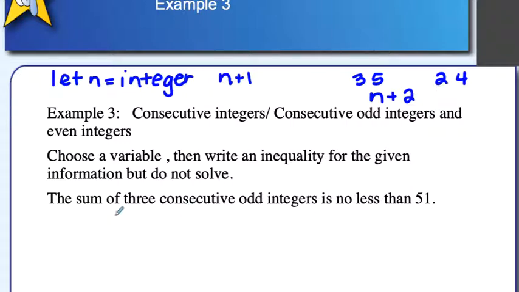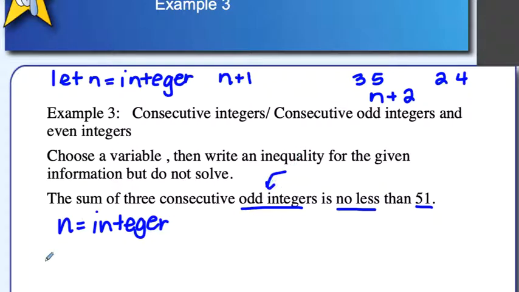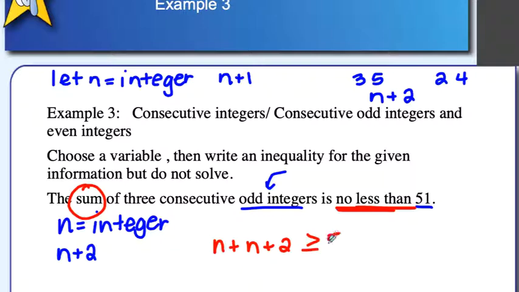Let's look at an example of how we'd write an inequality using integers. This question says the sum of 3 consecutive odd integers is no less than 51. I'm going to first let n equal the first integer. Because I'm talking about odd integers, the next one would be n plus 2. The question says the sum, and sum means add, so n plus (n plus 2) plus (n plus 4) is no less than 51. No less than means greater than or equal to 51. That would be the inequality to solve for odd integers.